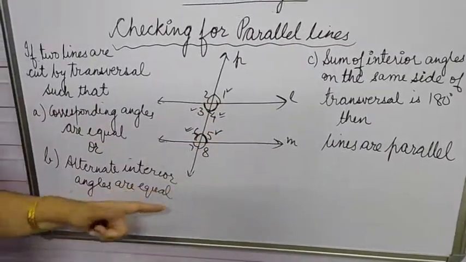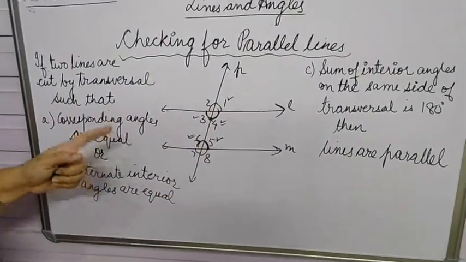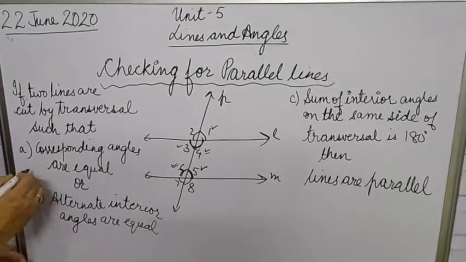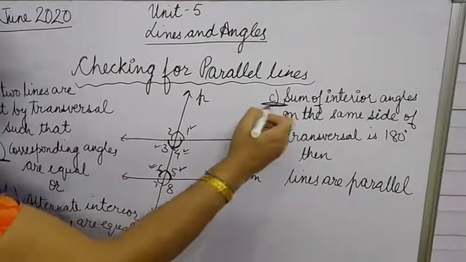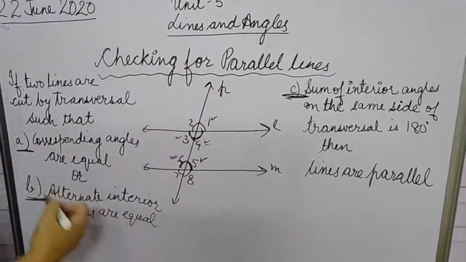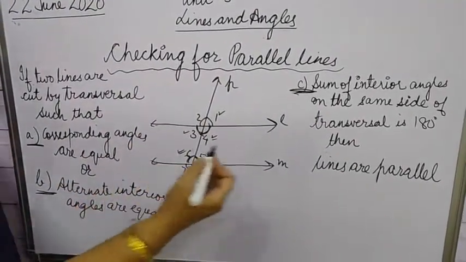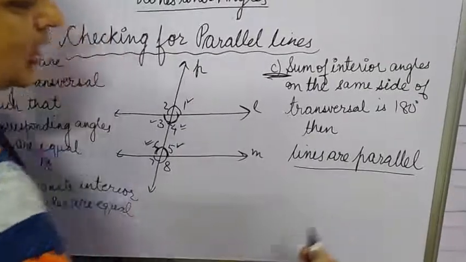So in the questions where we will have to prove lines are parallel, we have to see that one of the conditions should be there. If any one result you can find out from there, then we can say that lines are parallel.